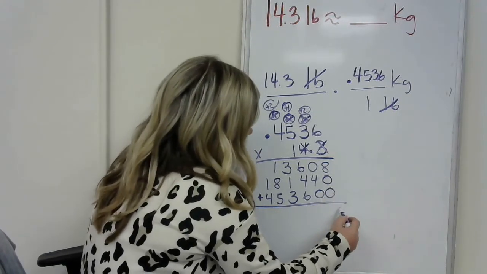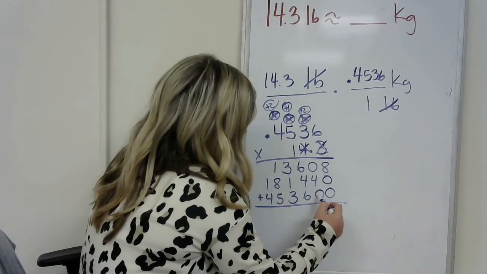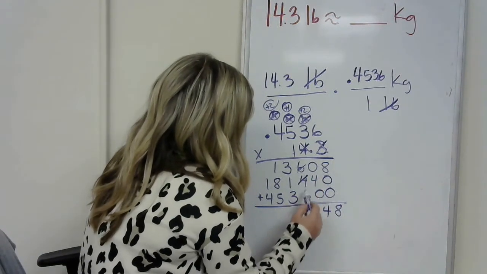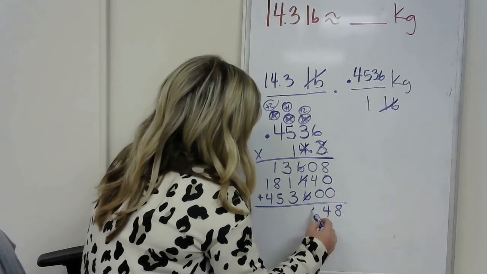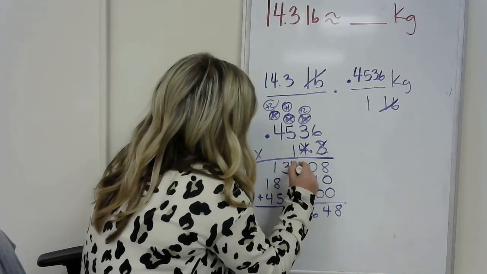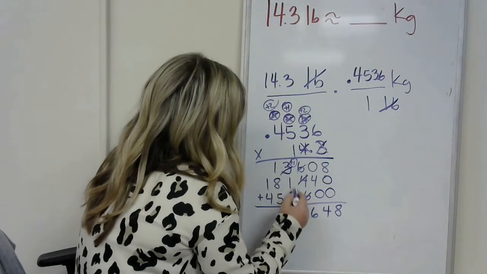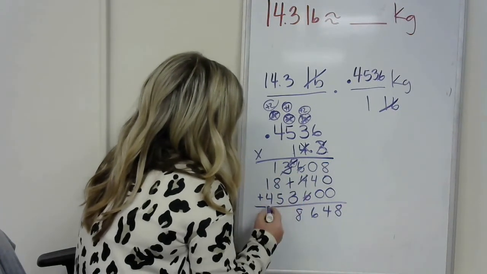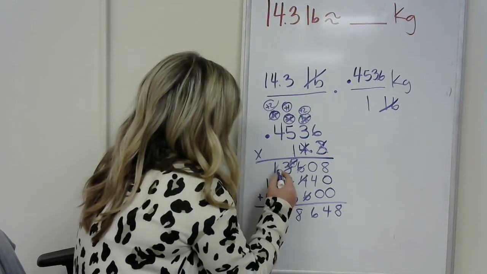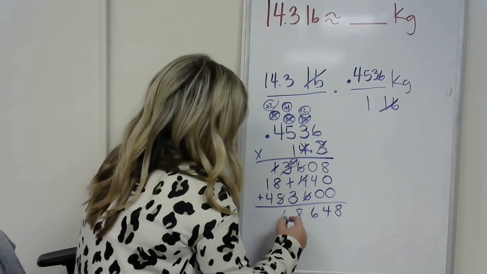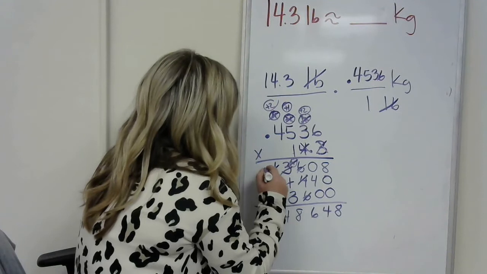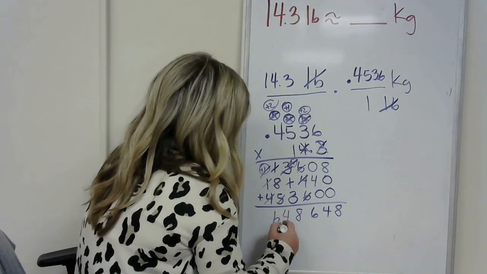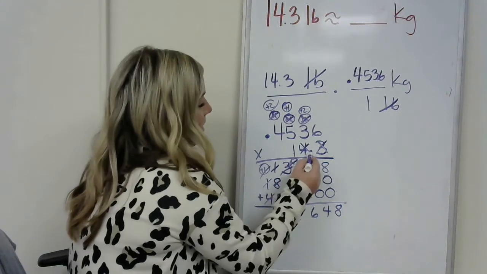8 plus 0 is 8. 0 plus 4 plus 0 is 4. 6 plus 4 is 10. 10 plus 6 is 16. The 6 can stay. The 1 gots to go. 3 and 3 is 6, and 6 plus 2 is 8. And then we can do 9 and 5 is 14. The 4 can stay. The other 1 gots to go, and 1 and 1 is 2, and 2 plus 4 is 6. All right, now, I'm not done because I got to move my decimals.